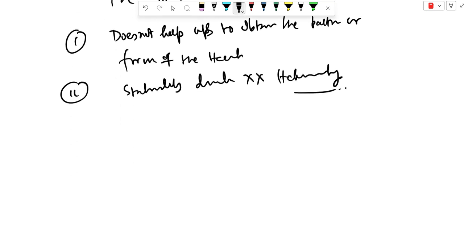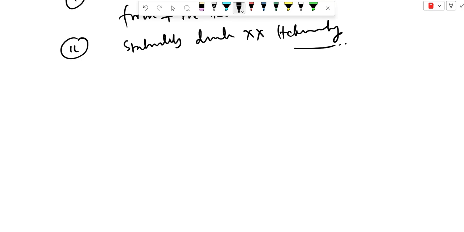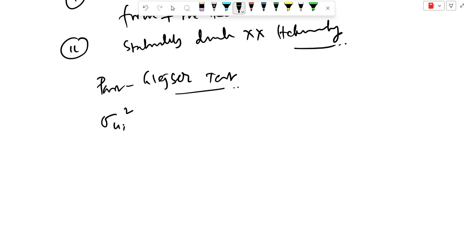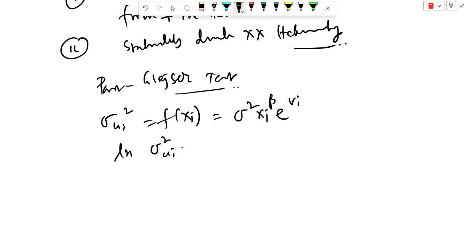Next one. So this test 3 is the Park test, or the Park-Glejser test. This removes these problems. So for example, take a functional form between sigma ui square and the explanatory variable. This may be f of xi: sigma square xi to the power beta e to the power vi. Okay. So now you take log: log of sigma ui square equals log sigma square plus beta log xi plus vi.